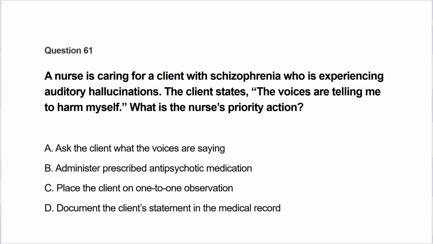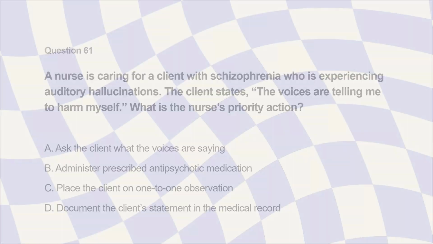Questions 61 to 65. Psychiatry and mental health. 61. A nurse is caring for a client with schizophrenia who is experiencing auditory hallucinations. The client states, "The voices are telling me to harm myself." What is the nurse's priority action? A. Ask the client what the voices are saying. B. Administer prescribed antipsychotic medication. C. Place the client on one-to-one observation. D. Document the client's statement in the medical record.